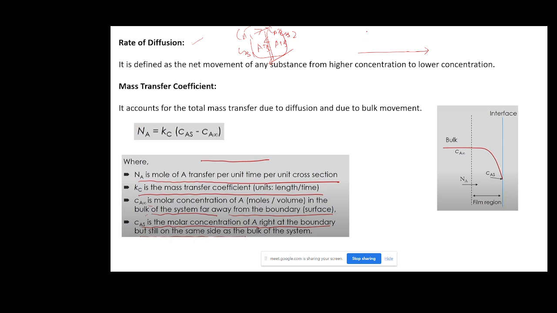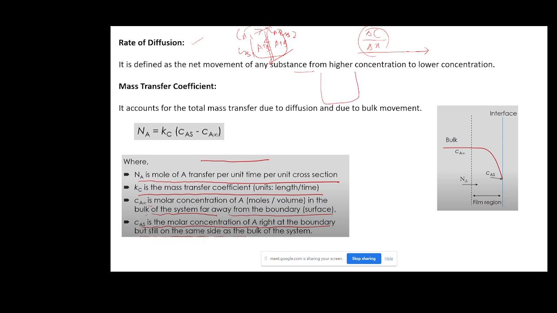So what will be the gradient here? The gradient will be delta C per unit distance. Okay, so the gradient here is the concentration gradient. Now, this is the diffusion where you do not supply any external motion. Okay, so how is it related if you supply some external motion?